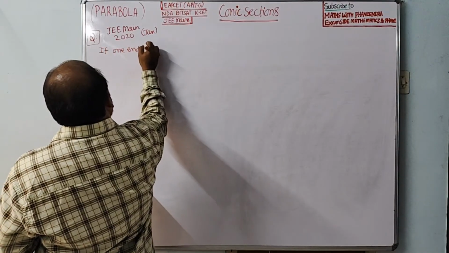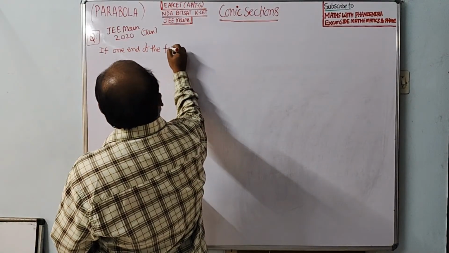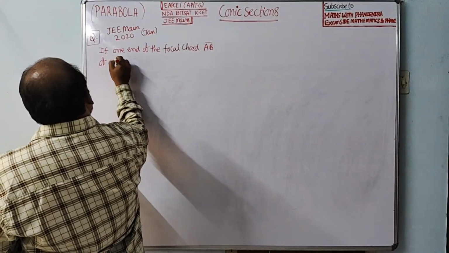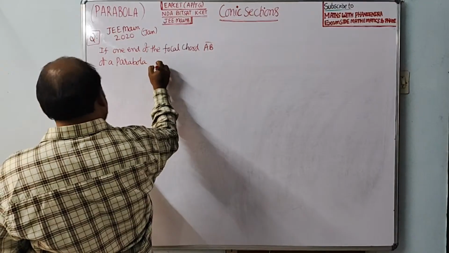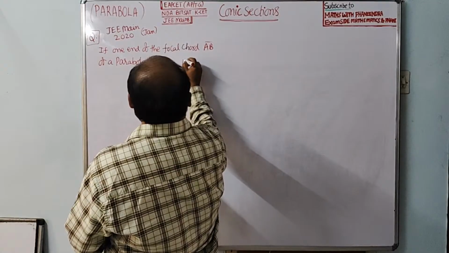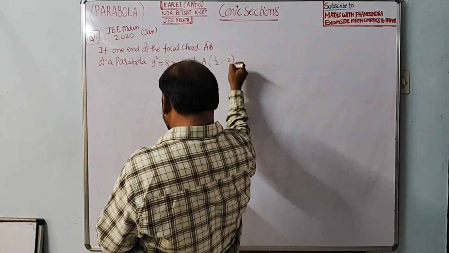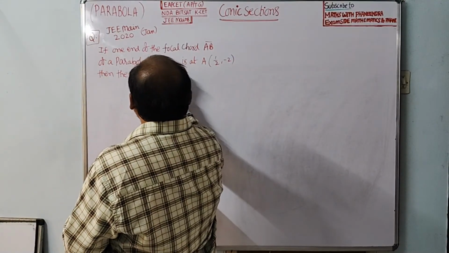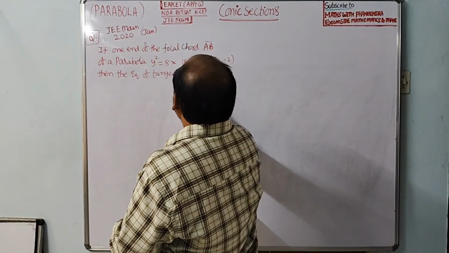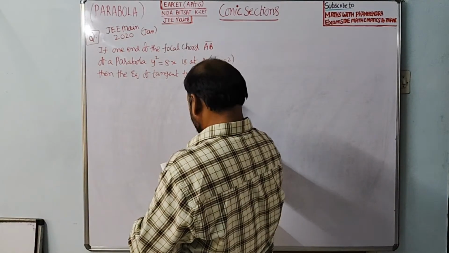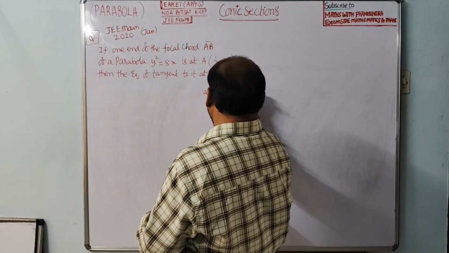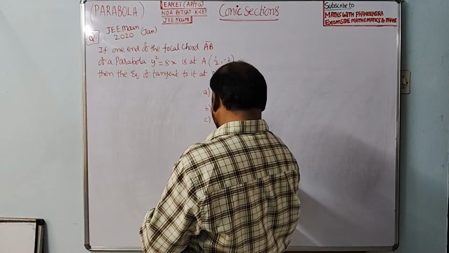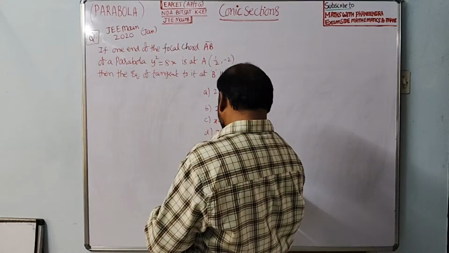If one end of the focal chord AB of a parabola y square is equal to 8x is at A of 1 by 2 comma minus 2, then the equation of tangent to it at point B is 2x plus y minus 24 equal to 0, 2x minus y minus 24 equal to 0, x minus 2y plus 8 equal to 0, x plus 2y plus 8 equal to 0.